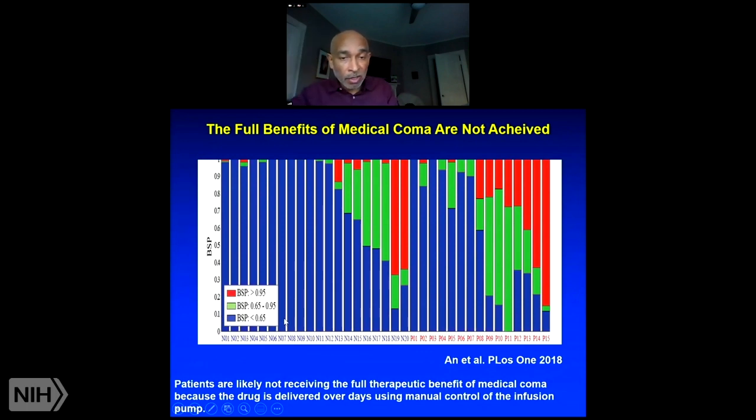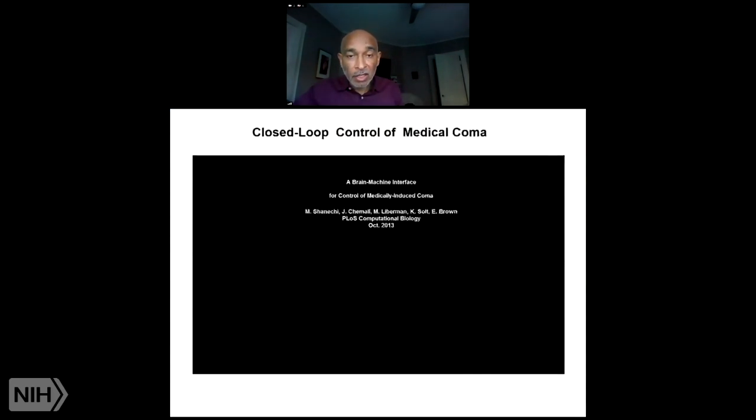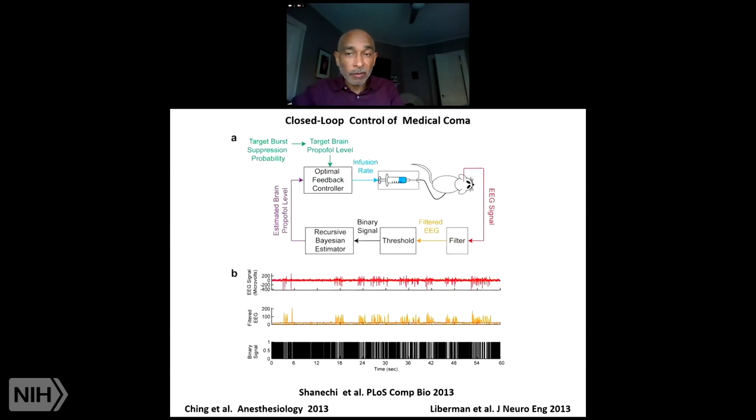And you can see a good part of the time for most of the subjects, they're below control or above control. And there's a very small period of time when they're in control. So again, if you're using medical coma as a way to keep the brain in a state so you can reduce seizure frequency or reduce intracranial pressure, the therapeutic benefit's not being realized. So why not build a control system?